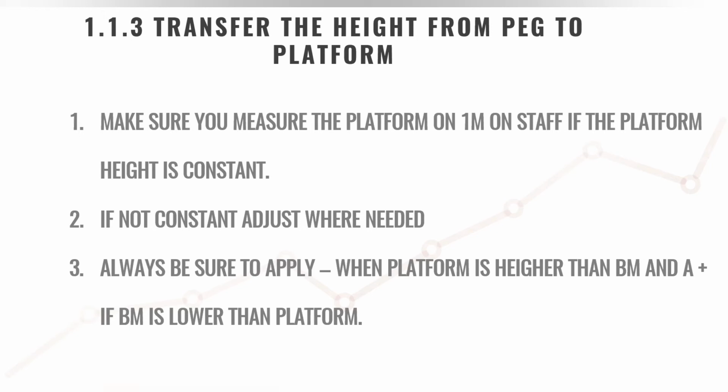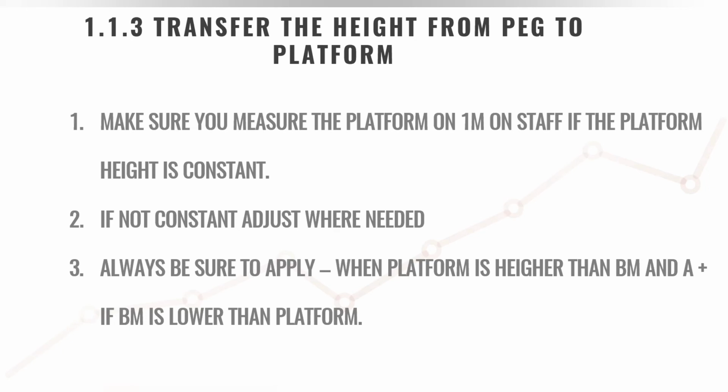So exactly what we just meant there is that we adjust the heights if we have got a new height that we need to transfer to specific positions. Make sure that you redo the calculation and that you're 100% sure what that measurement needs to be on your staff. If it's a minus, you apply a minus, and if it's a positive, you apply the positive.